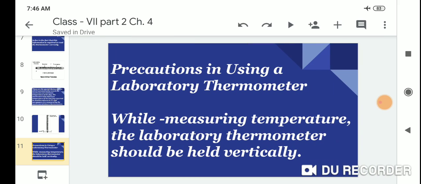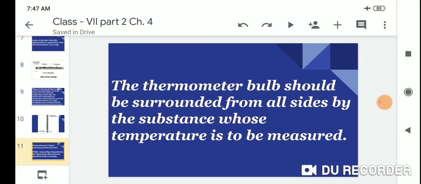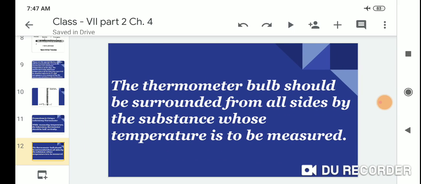Precautions in using a laboratory thermometer. While measuring the temperature, the laboratory thermometer should be held vertically. The thermometer bulb should be surrounded from all sides by the substance whose temperature is to be measured.